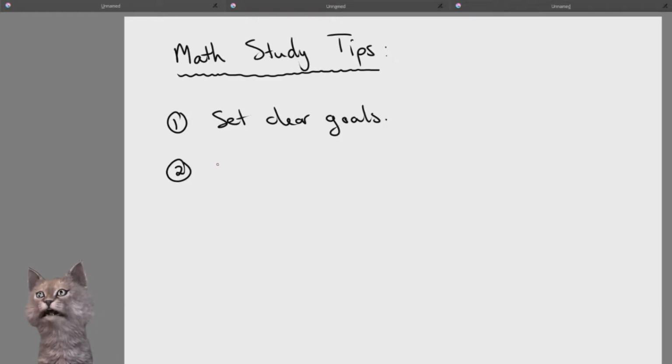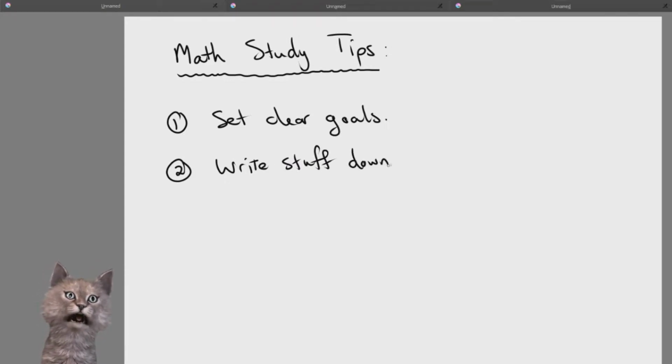Second one is write stuff down. That could be copy things over from your notes, just write them again. From a textbook, write them down. There's something that happens when you write down math. Even if you have something and you're just copying it over, something happens and it sticks much more in your brain. Don't be afraid to just write stuff down.